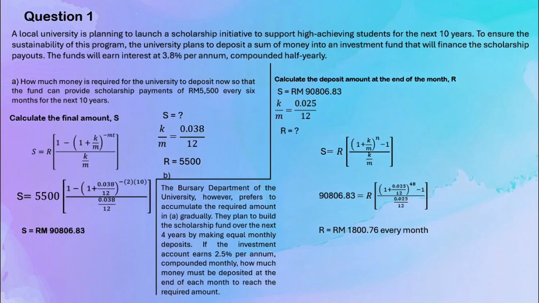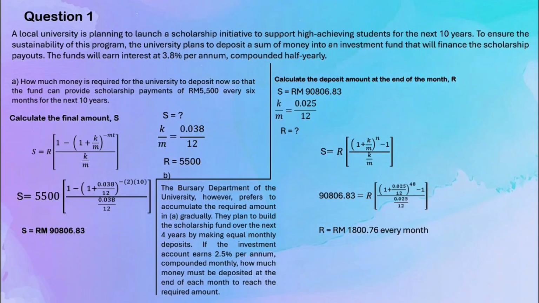A. How much money is required for the university to deposit now, so that the money can provide scholarship payments of 5,500 ringgit every 6 months for the next 10 years? Calculate the final amount, S. So the S will be our derivation. K over M is 0.038 over 2, and R will be 5,500 ringgit. So we plug into the equation, and the answer will be 90,806 ringgit 83 cents.